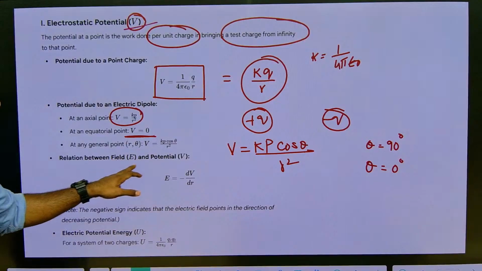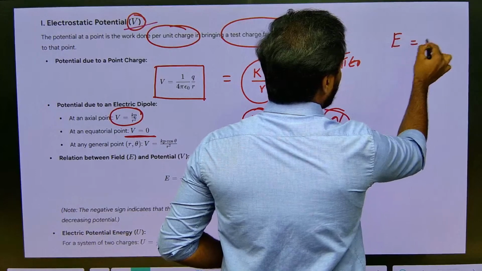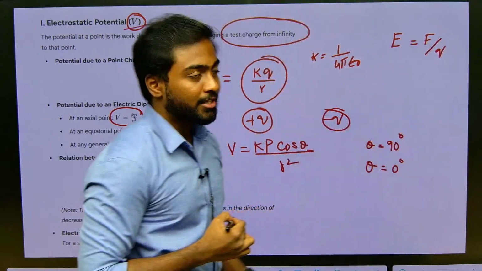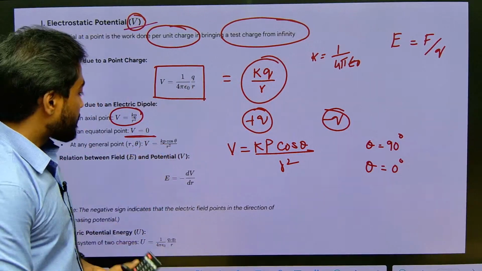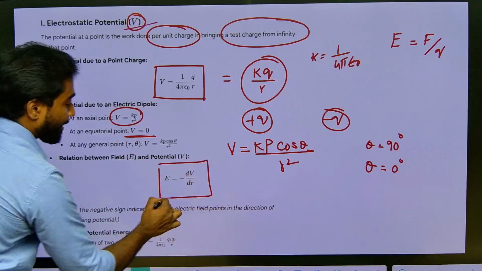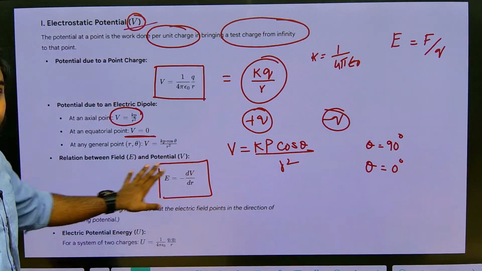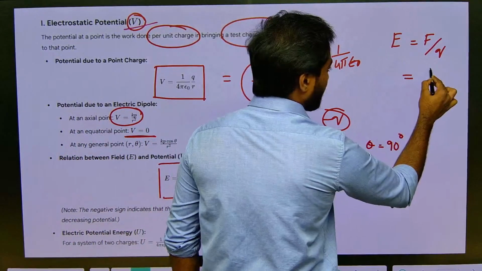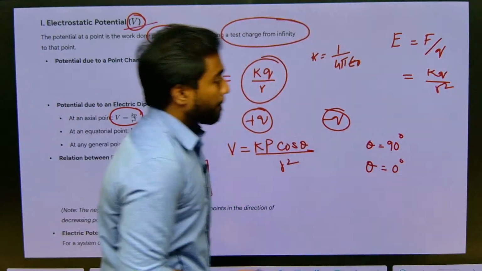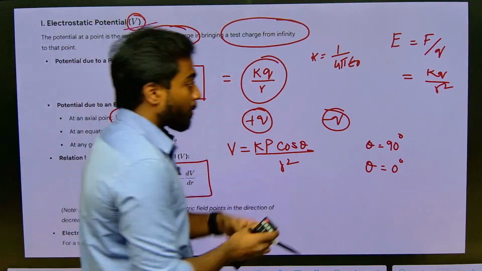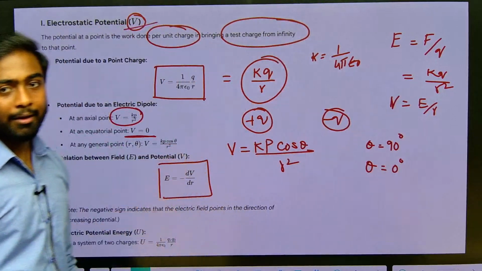Now the relation between electric field and potential. Field is nothing but force by the positive test charge. So what is the relation between the electric field and the potential? The electric field E is equal to minus dV by dr. This is the relation between the electric field and the potential. We know the formula for E: it is nothing but kq by r square. In terms of potential, V is equal to E into R.